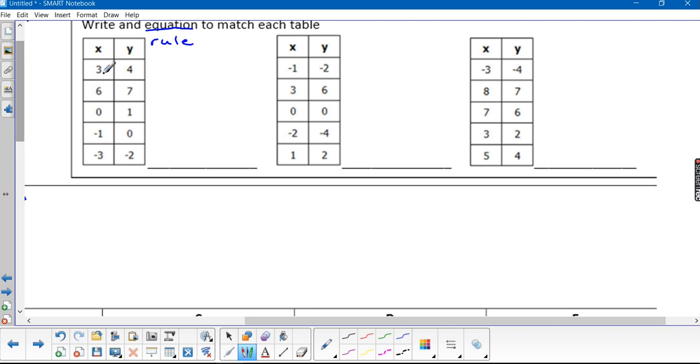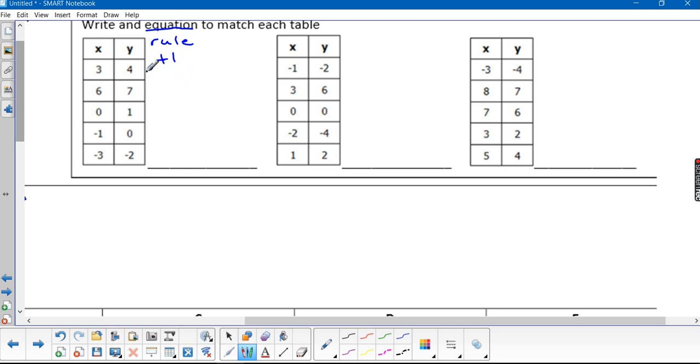Okay? This one looks pretty simple. Getting to 3 to 4 doesn't look like multiplications happening here. I mean, you could by a decimal or something, by a whole number like 1 point something. Doesn't look like it's happening though, because when I go through everything like this, 0 plus 1, 6 plus 1, 3 plus 1, -1 plus 1, -3 plus 1, and I put all those in a calculator, I know that my rule is plus 1.